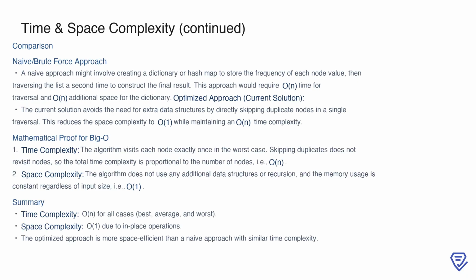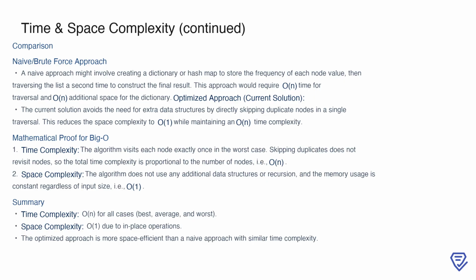Let's compare this optimized approach to a more naive solution. A brute force method might involve using a dictionary or hash map to store the frequency of each node's value. Then, a second traversal of the list would be needed to construct the result. While this approach also has a time complexity of O(n), it requires O(n) additional space to store the frequency data. In contrast, the current solution avoids such extra data structures by directly skipping over duplicate nodes during a single traversal, reducing the space complexity to O(1).